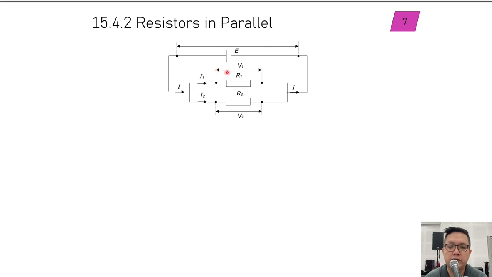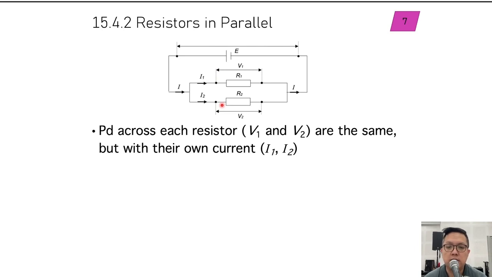Of course the potential drops V1 and V2 are there. So first things first, the PD across each resistor, V1 and V2, are the same. This one I learned before, because if you look carefully, I'm going to use a pen to draw. The first loop is this way. So this is the first loop.